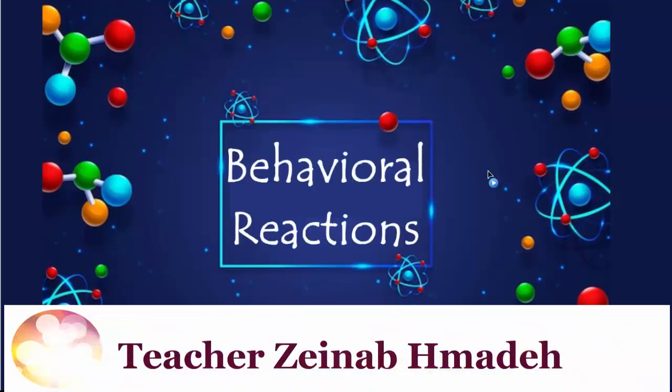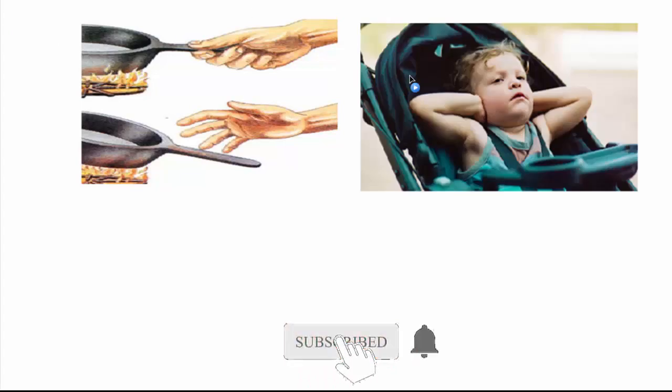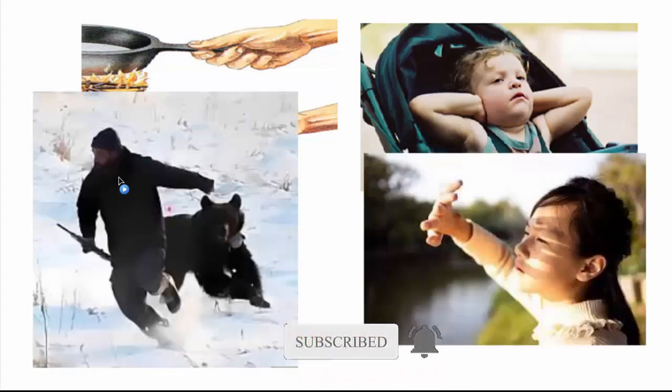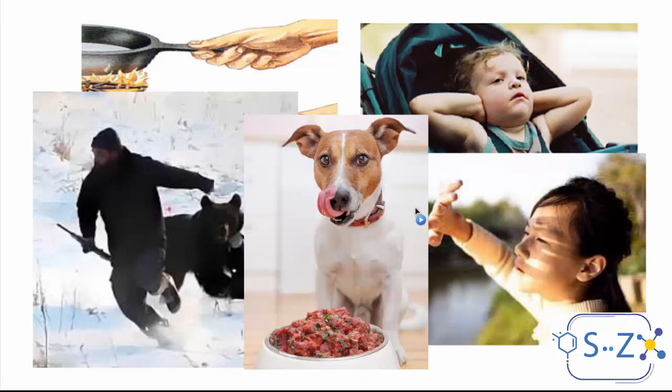Today's lesson is about behavioral reactions. We see here different pictures of different reactions, and these reactions are mostly involuntary. We don't think about them, or the individual making these reactions or these behaviors does not decide to make them. They happen without thinking.